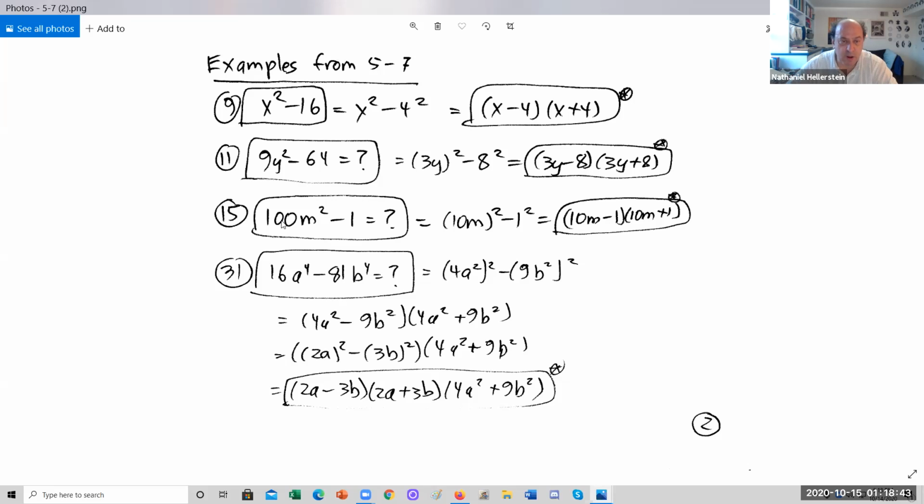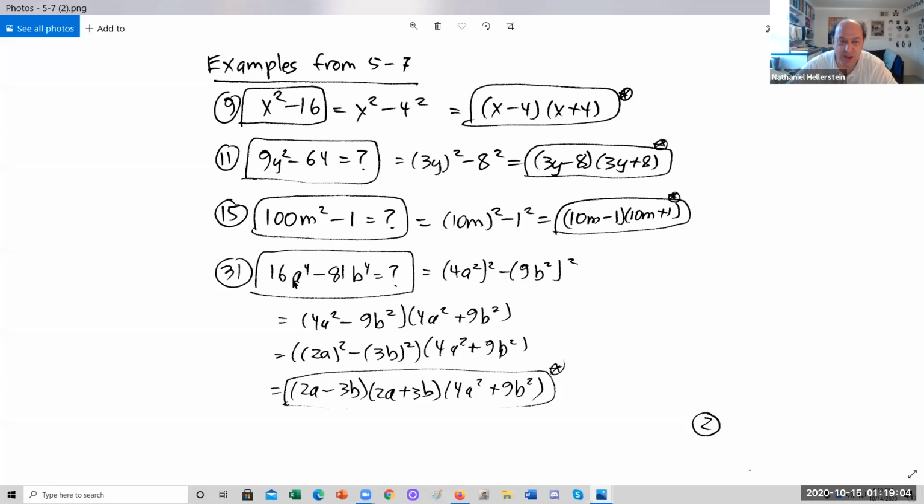Here, another similar one where you figure out these are squares. 100m squared minus 1. 100m squared is the square of 10m. 1 is 1 squared. And the difference then is 10m minus 1 times 10m plus 1. Difference times sum. Here we wind up using the rule a couple times.